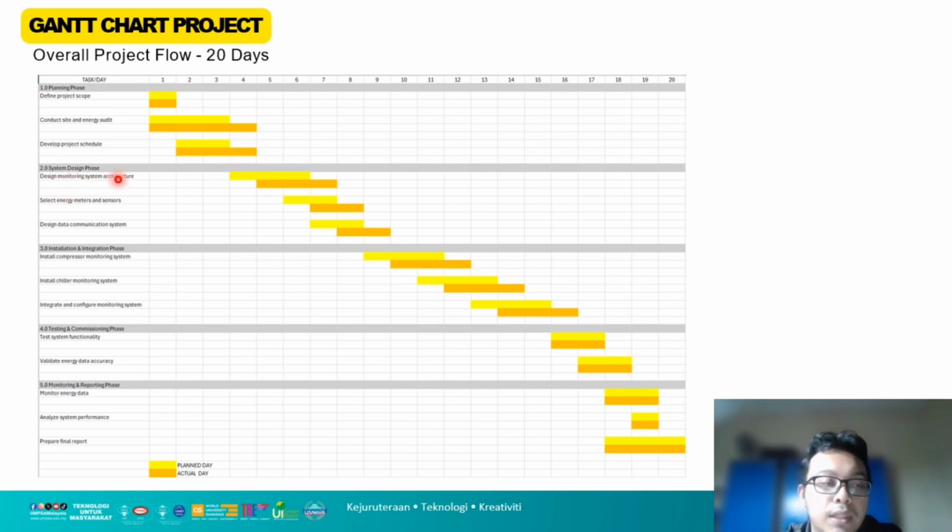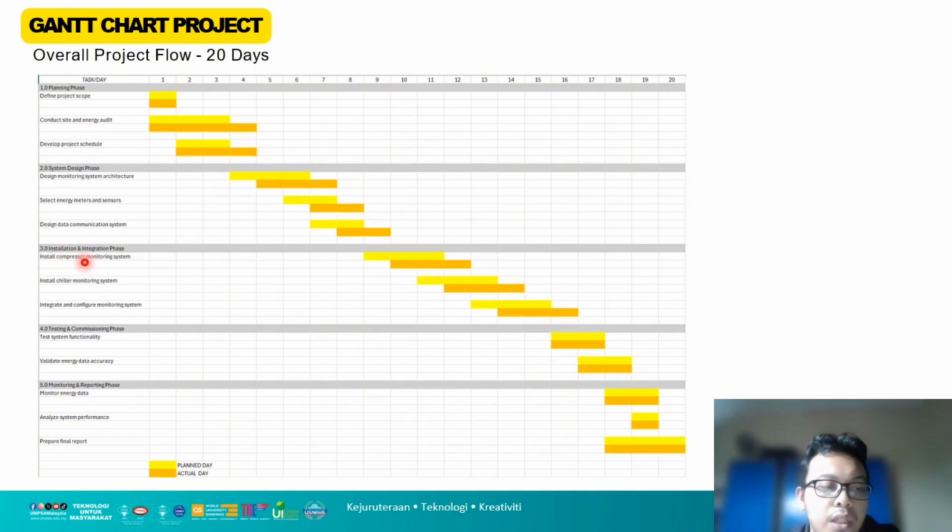2.0 is the system design phase. Designing the monitoring system architecture was planned for 3 days, from day 4 to day 6, but we took day 5 to day 7. Next is selecting energy meters and sensors, planned from day 6 to day 7, but we took day 7 to day 8. This is because we don't want to overload our workers when they do their job, so it can be done more smoothly and safely. Next is designing the data communication system, planned for 2 days, from day 7 to day 8, but we started from day 8 to day 9.